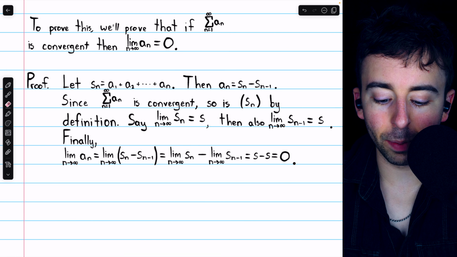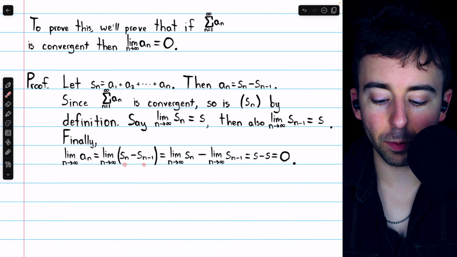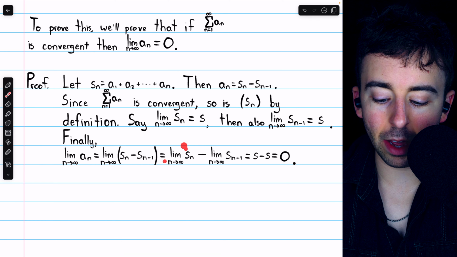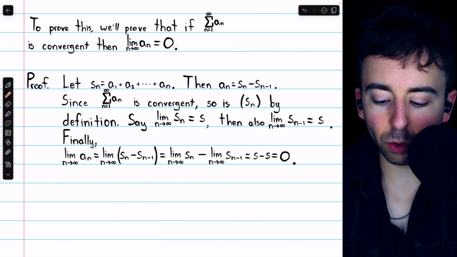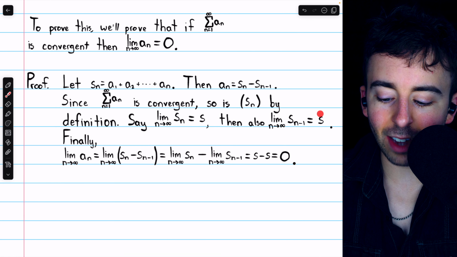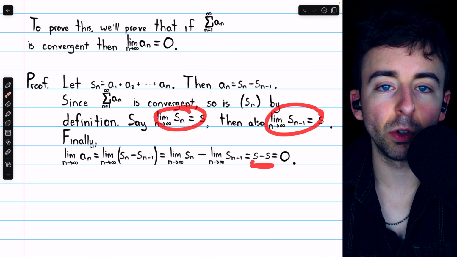Then we can just apply the limit to each of these terms separately. So this is equal to the limit of Sn minus the limit of Sn minus 1. But of course, we know that both of these limits are equal to the same thing. They are both equal to s.